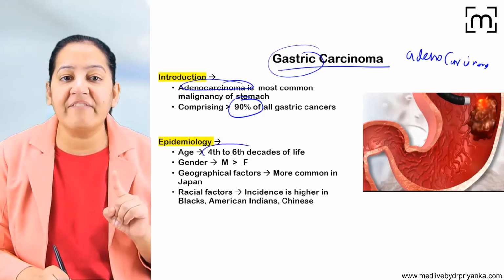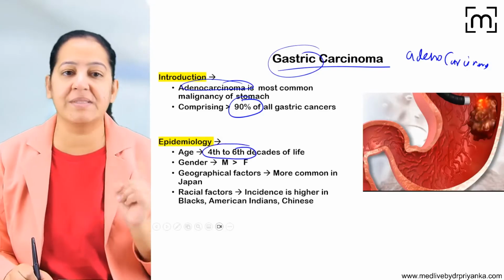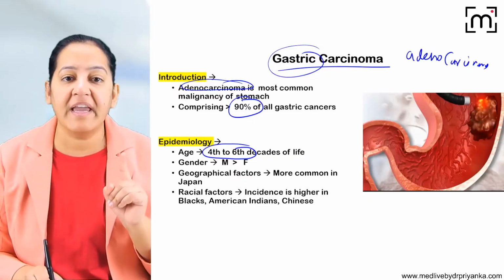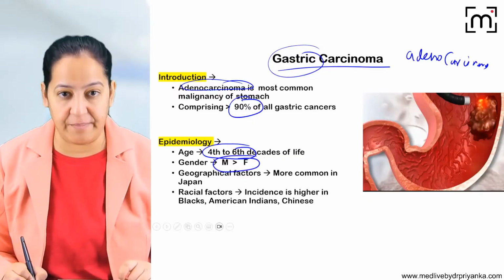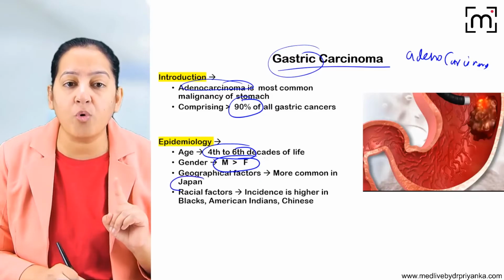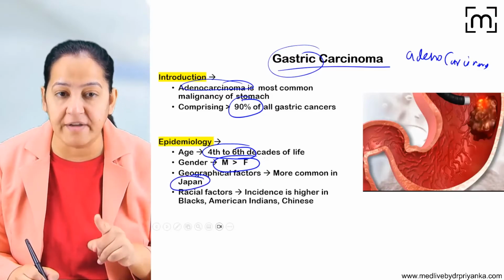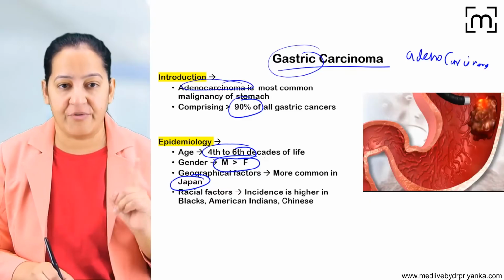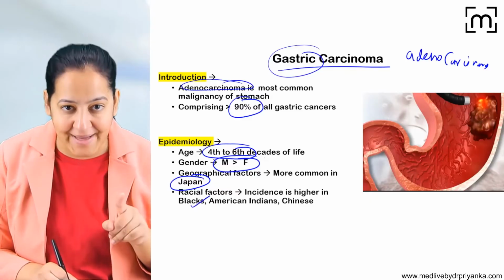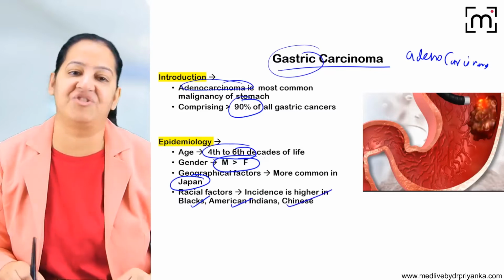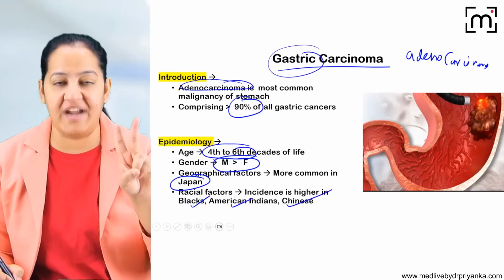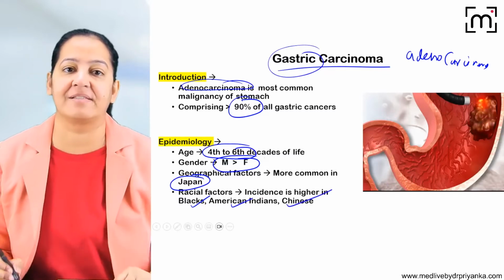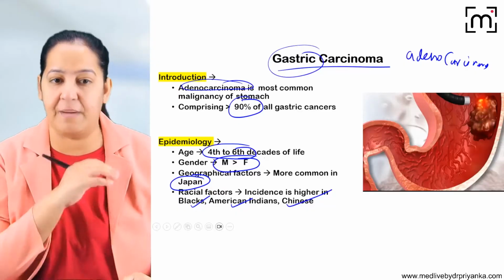Epidemiology, it occurs in which age? 4 to 6 decades, 40 to 60 years, relatively in old age. Again, it is more common in males as compared to females. Geographical factor, throughout the world, the most common country where it is common is Japan. And racial factors, it is more common in blacks, American Indians, and Chinese. So learn the age, gender, geographical factors, and racial factors. So these are the four things you have to understand in epidemiology.